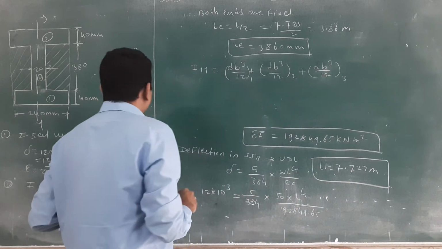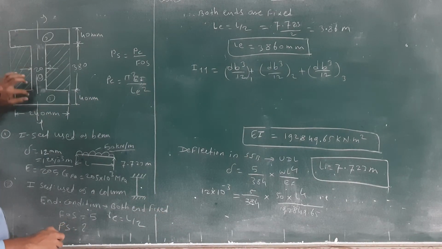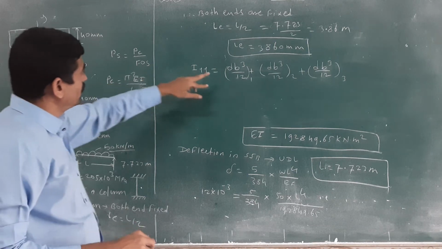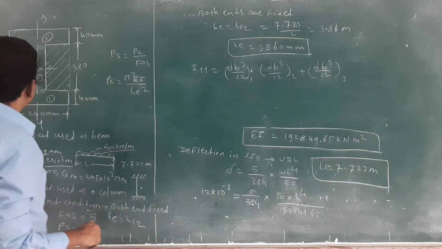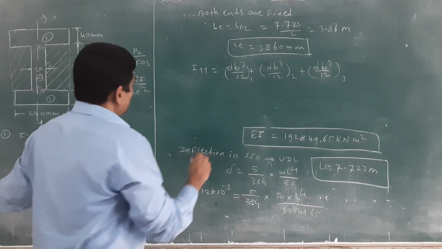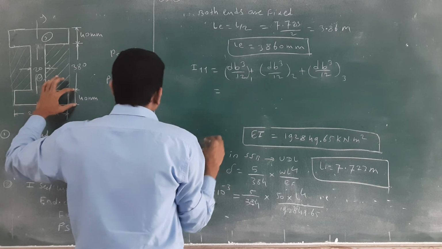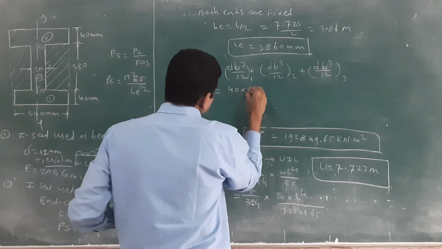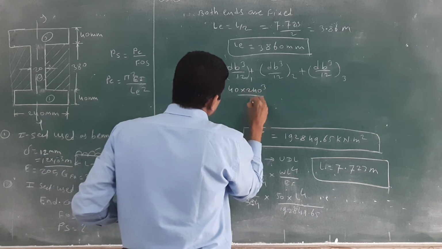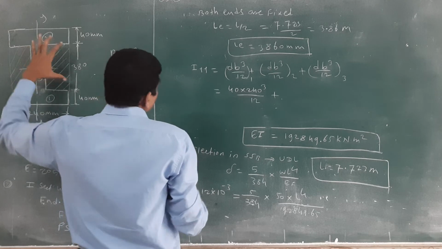When you see this, the first part and third part are the same. You can also write 2 into db cube divided by 12. And I will write here d. What is the d for the first part? 40 is there. What is the b? 240 is there. Divided by 12. Plus second part, what is the d? 380 is there.